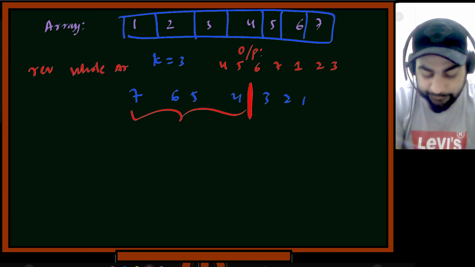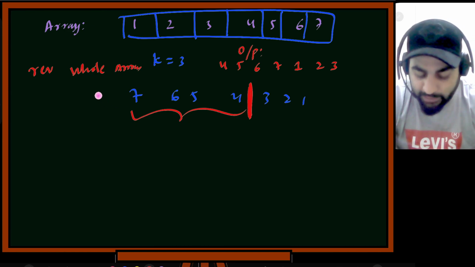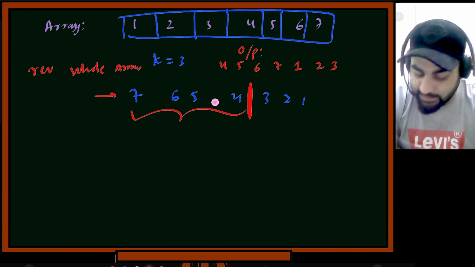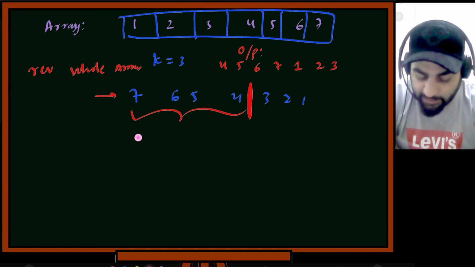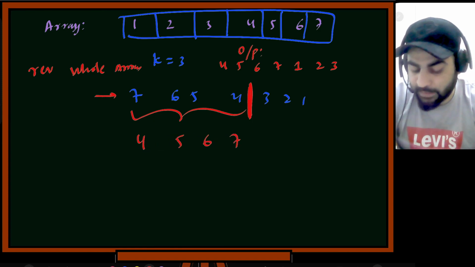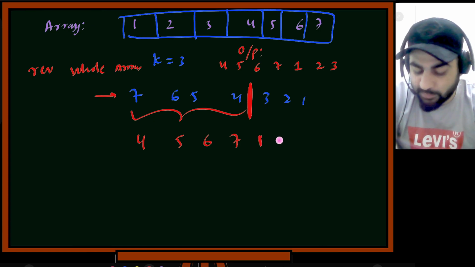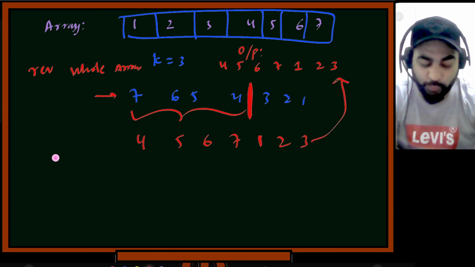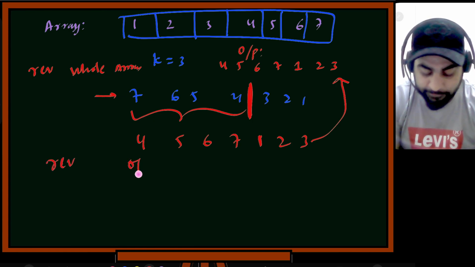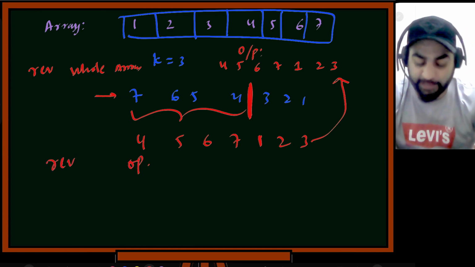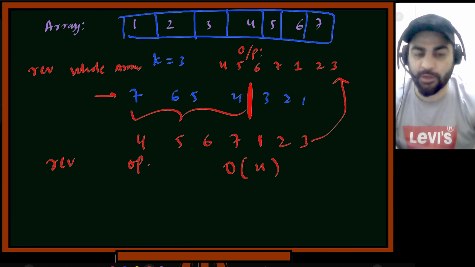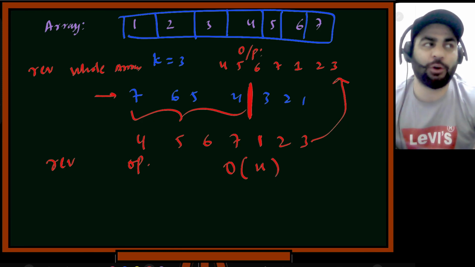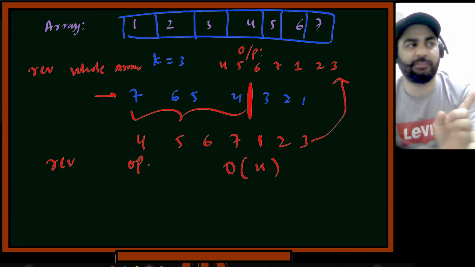We reverse the whole array, we got this. Now we reverse this part of the array. So we'll get 4, 5, 6 and 7. And after that we'll reverse this part, which is 1, 2 and 3. Now we got the output that we expected. So now we used the reverse operation 3 times. First it took order of n time for all the elements to get reversed. I think it won't even take order n, it'll take order n by 2 because we'll swap the elements.